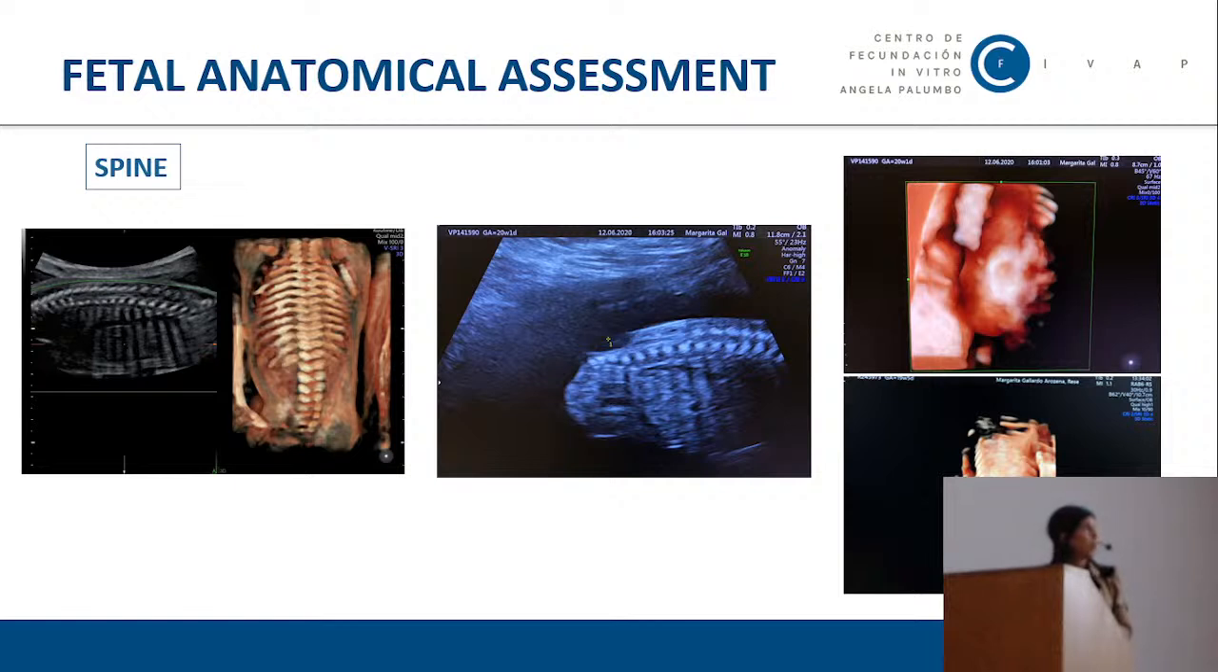Here we have an example of open spina bifida, and then we are doing a 3D scan with the silhouette mode. Here we don't have a meningocele that protrudes from the back of the baby, but a defect on the skin that we can reproduce on 3D scan. We can see here the defect on the baby's back.